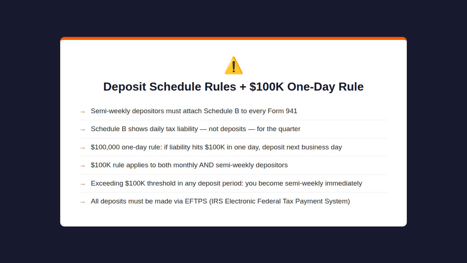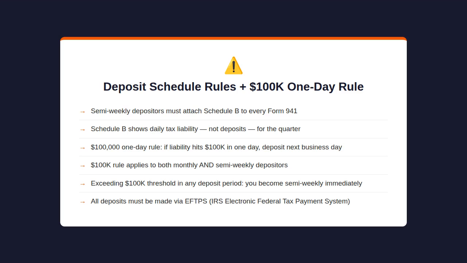There's also a special one-day rule. If on any single day your accumulated tax liability reaches $100,000 or more, you must deposit by the next business day regardless of your normal deposit schedule. This rule applies to both monthly and semi-weekly depositors.